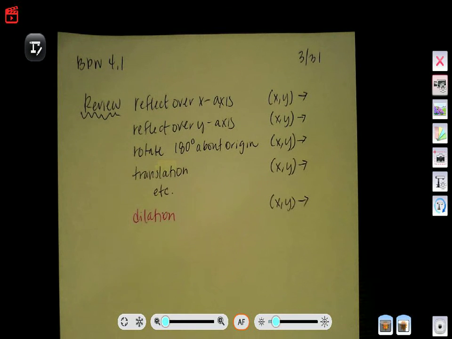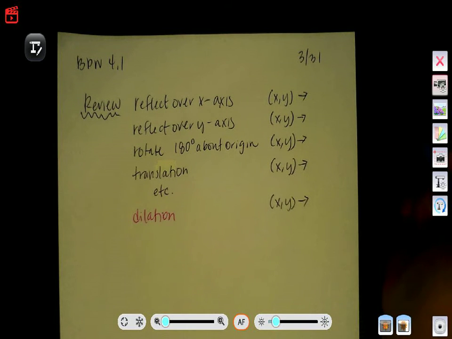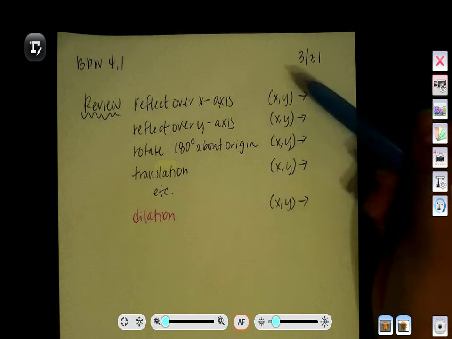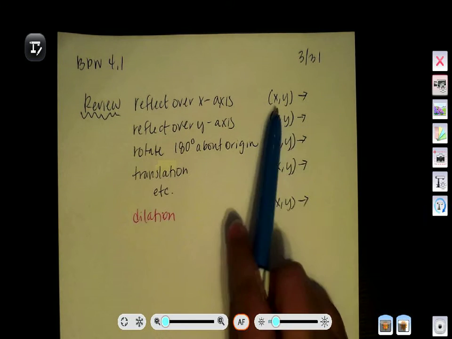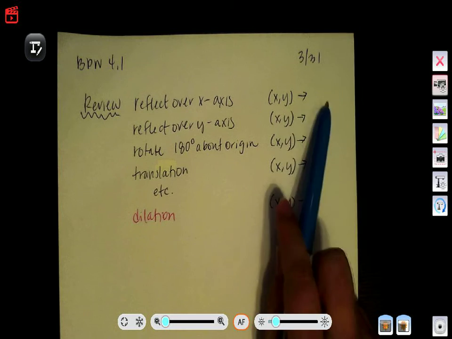Hi guys, I'm going over BPW 4.1 and I decided that I first wanted to do a quick review about other transformations that we've learned. Okay, so let's start with going over reflection over the x-axis. Each time we had a rule, so starting with the original x, y, what's going to happen.